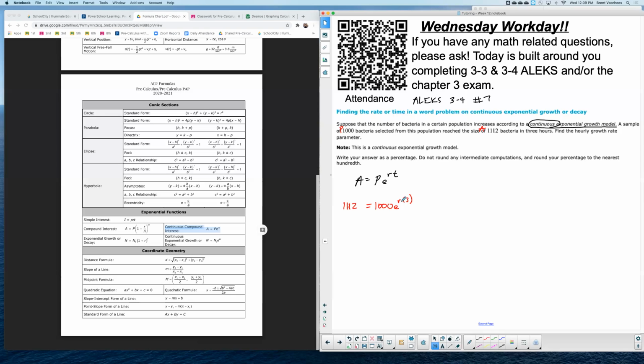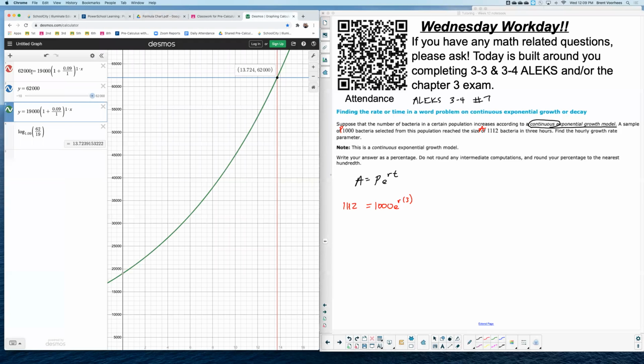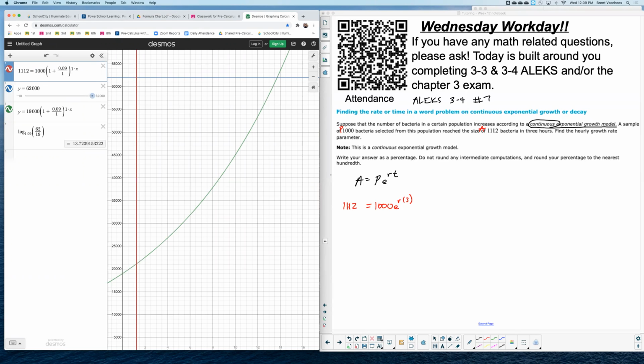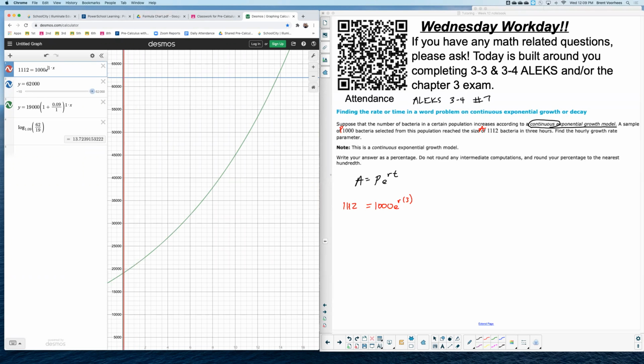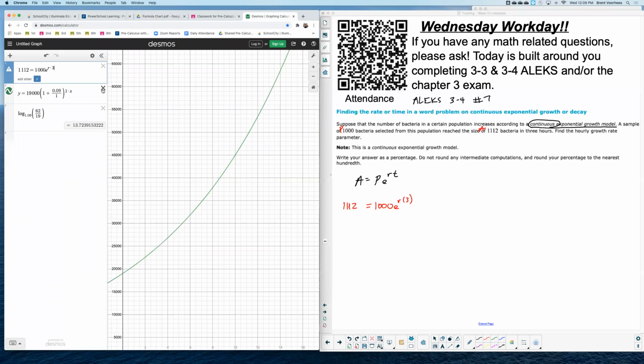Again, I'll show you the algebra in a second, but I'm assuming most people would prefer the calculator. So I'm going to go over to Desmos and change our values for this particular problem. This is 1,112 on the left, 1,000 on the right. This became e to the power of R times 3. Now we don't know R, so we'd have to solve for it, and Desmos won't do anything with an R, so I'm going to change it to an X.